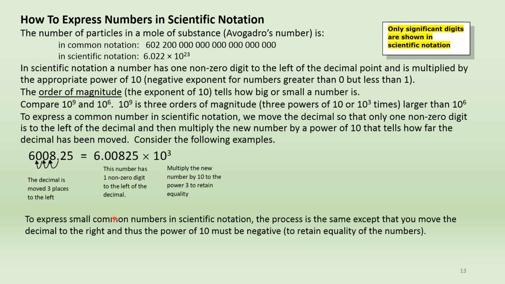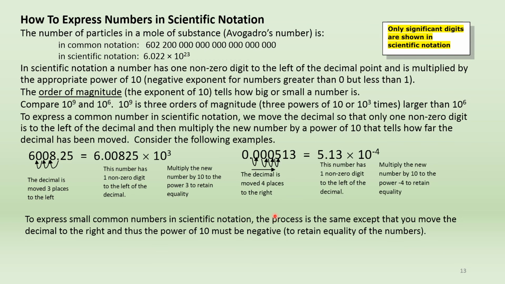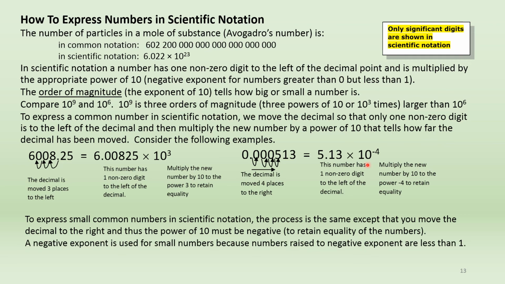If we take a small number in common notation and convert it to scientific notation, the process is the same, except that you would move the decimal to the right, and the power of 10 would then be negative. So in the case of 0.000513, we need to move the decimal over 4 places to the right to produce 5.13. And since we move the decimal to the right, we have a negative exponent, 10 to the minus 4. So a negative exponent is used for small numbers, a positive exponent for large numbers.